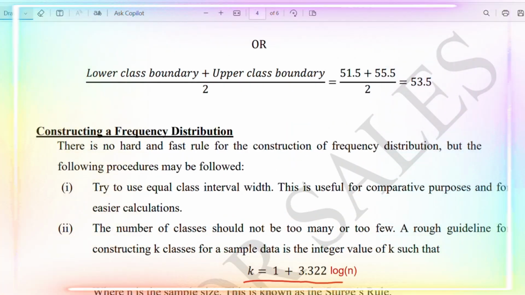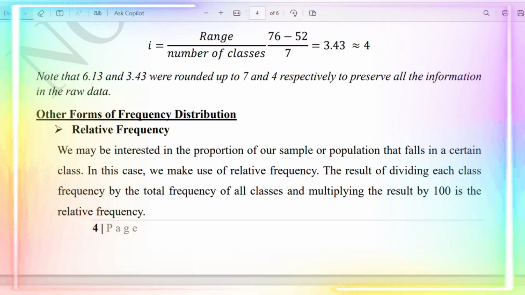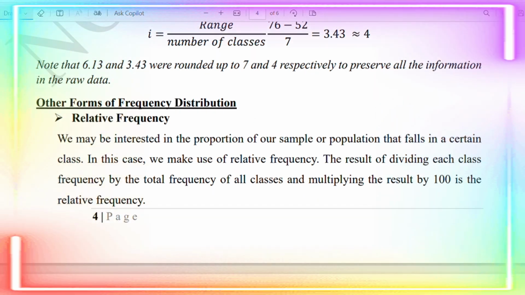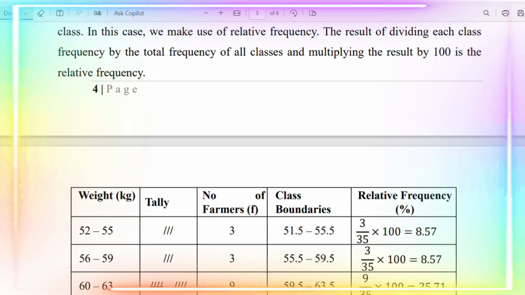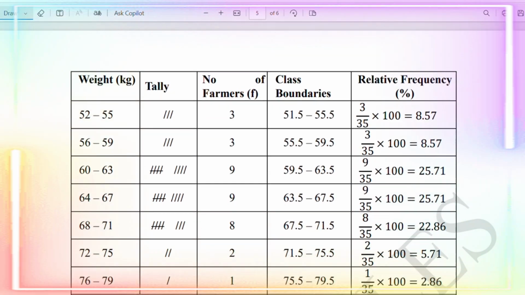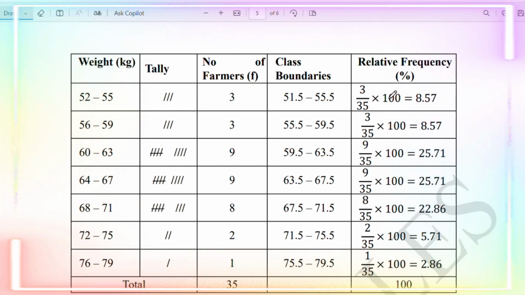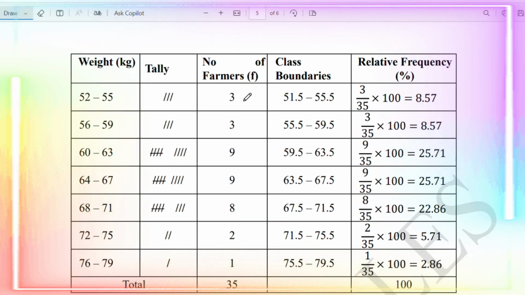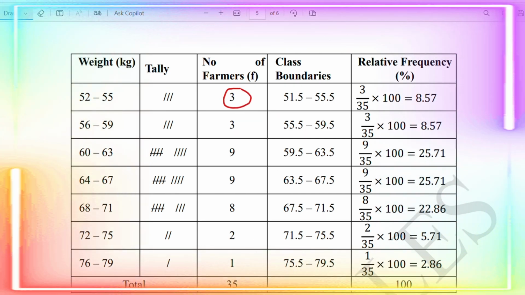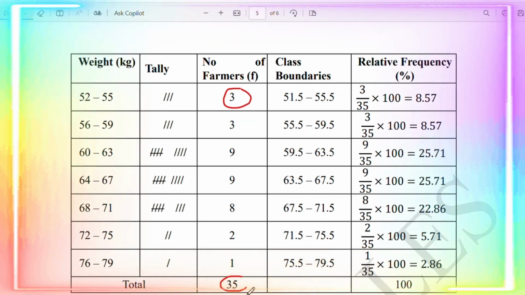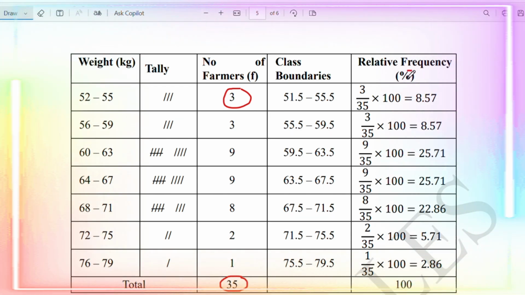So then, that's about that. Other form of frequency distribution, we have relative frequency. So we can as well obtain the relative frequency in this case, as we have in this example. So the relative frequency for the first class will be the frequency of that class divided by the total frequency, which is 35, and multiplied by 100. That will be relative frequency in percentage.